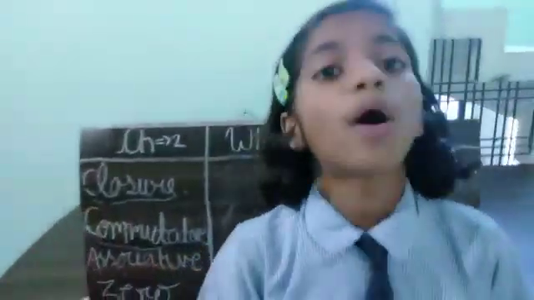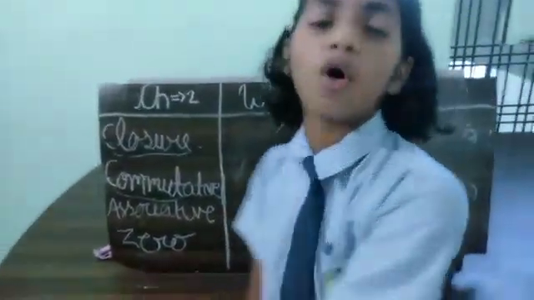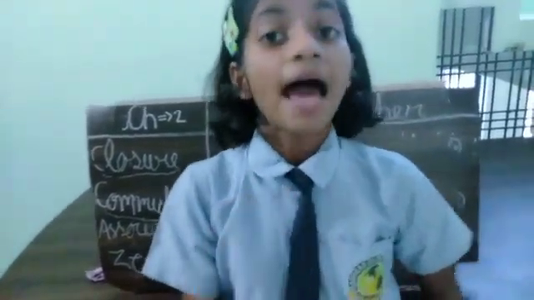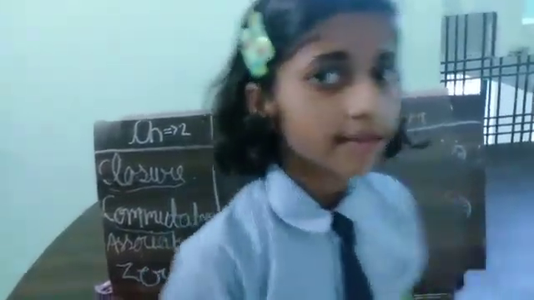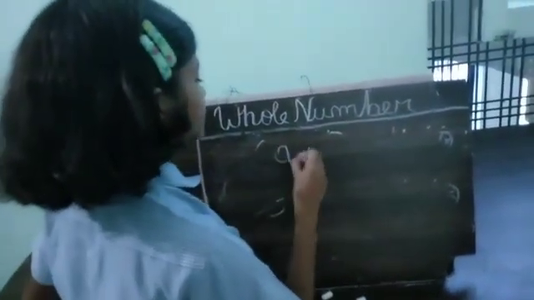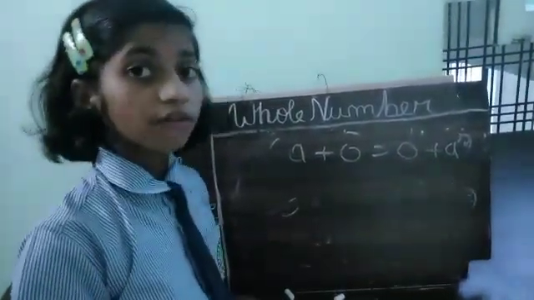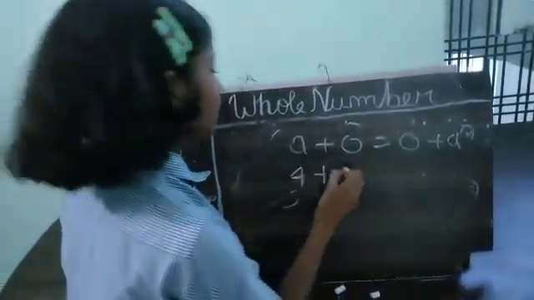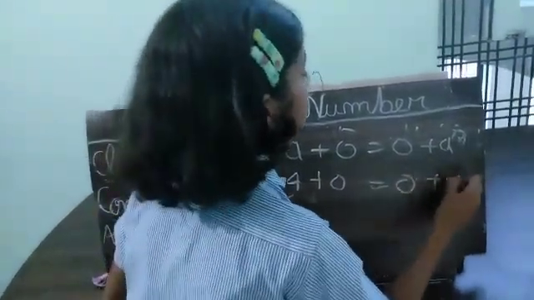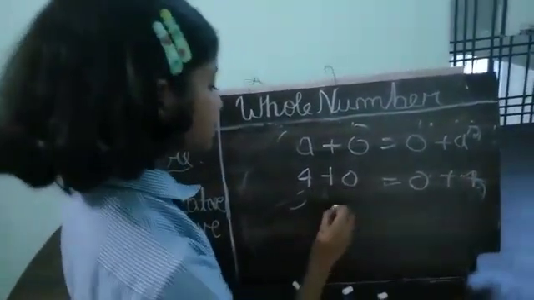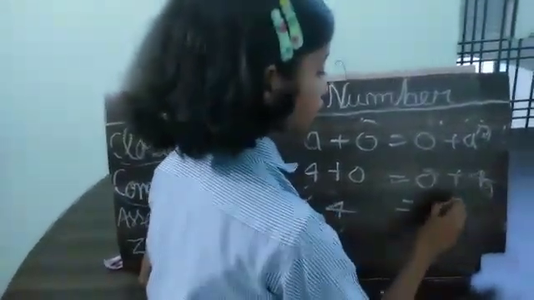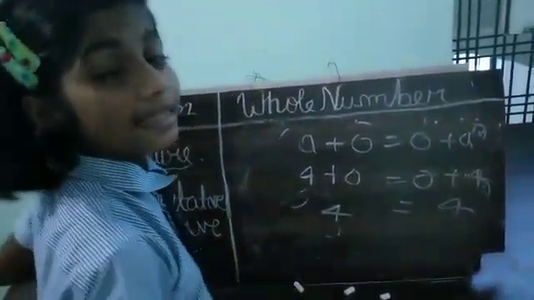Now our very important property of 0. If we add 0 to any whole number, then the answer is the number itself. So A plus 0 equals 0 plus A. Suppose the value of A is 4. 4 plus 0 equals 0 plus 4. 4 plus 0 equals 4. 0 plus 4 also equals 4. Both are equal. This is the property of 0.